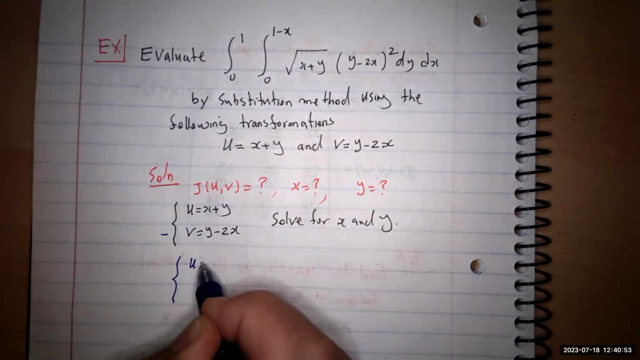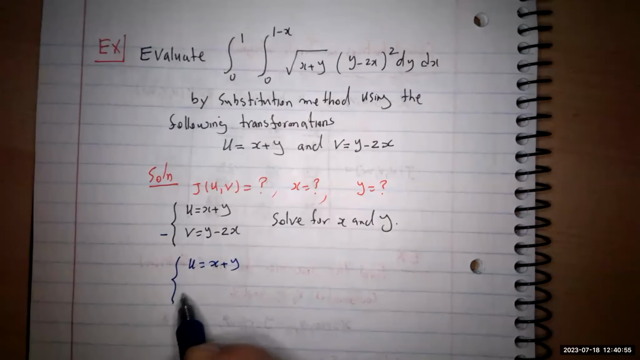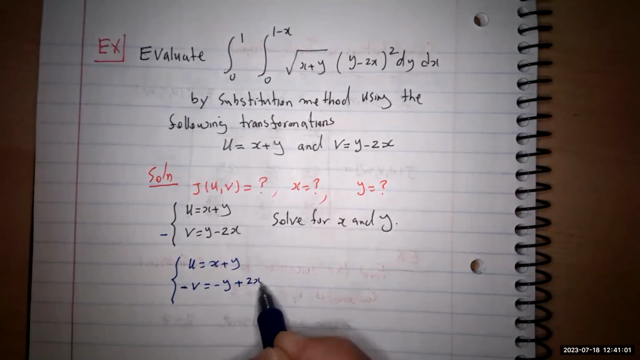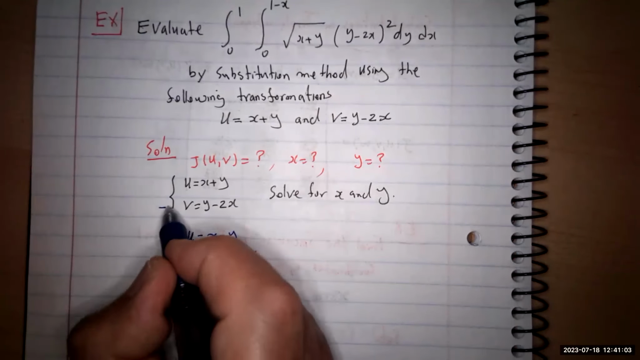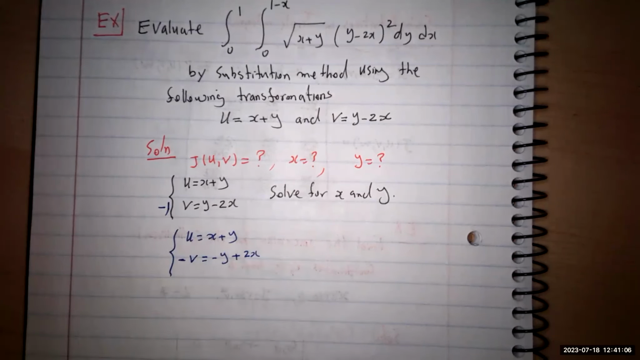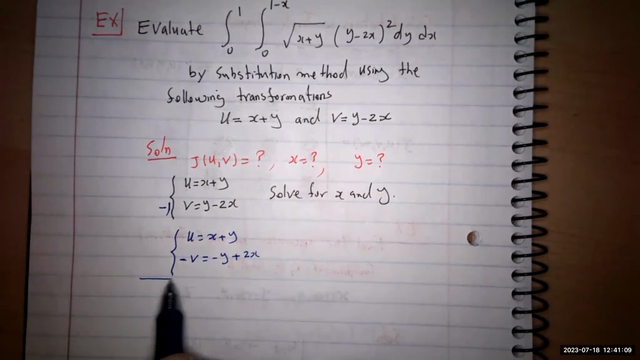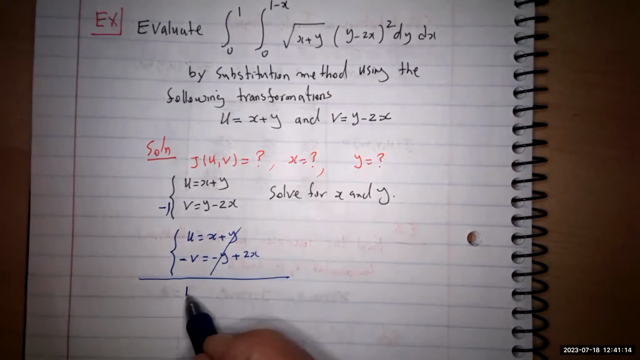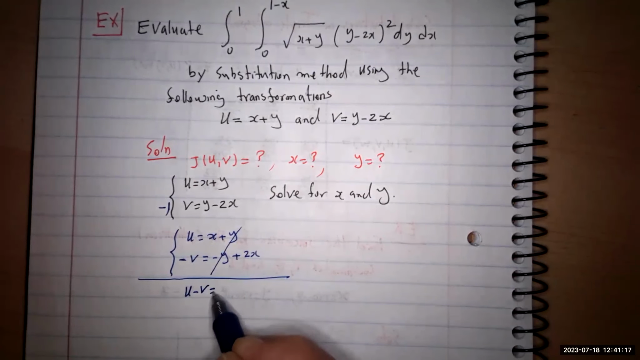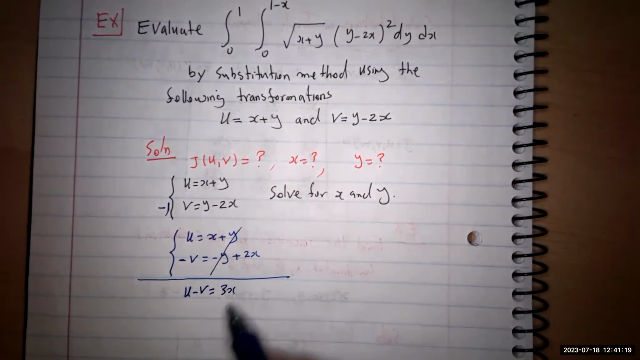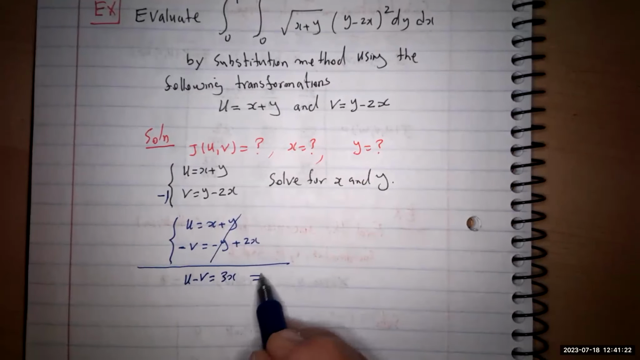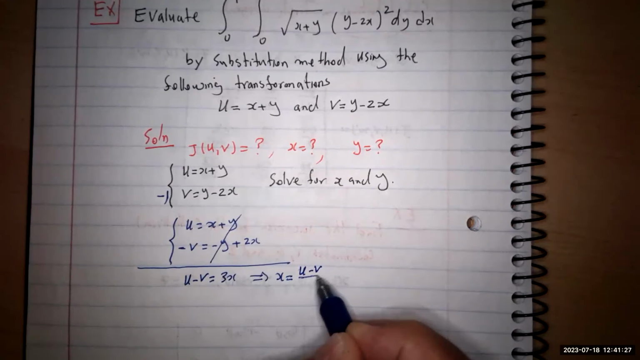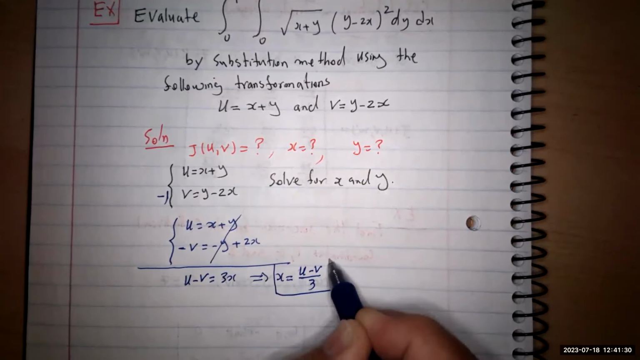So I have u equal to x plus y, and negative v equal to negative y plus 2x. I just multiplied by negative 1. Now, if I add them together, the y disappears. So I get u minus v equal to 3x. That gives me the x: x would be u minus v over 3.